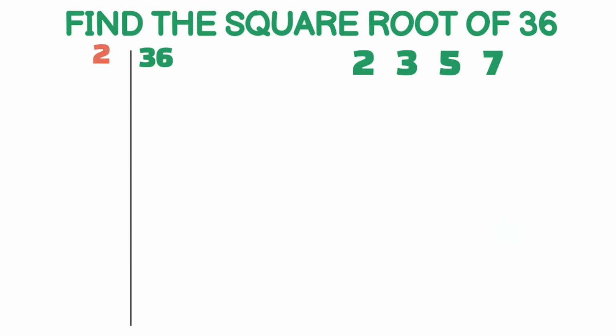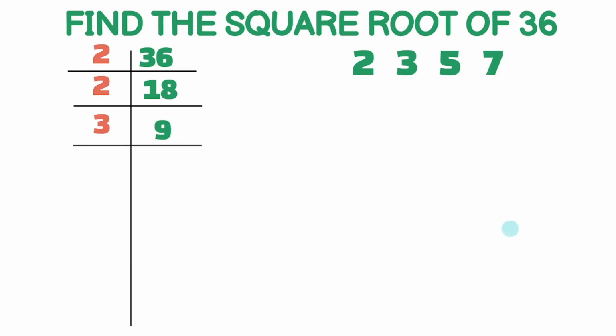So 2 can divide 36 to give us 18. 2 again, we divide, we'll have 9. At this point, 2 can't divide 9, so we'll try the next prime number here, which is 3. So 3 will divide 9 to give us 3. Then 3 again to give us 1. Now we are done with our division and we have gotten to 1.